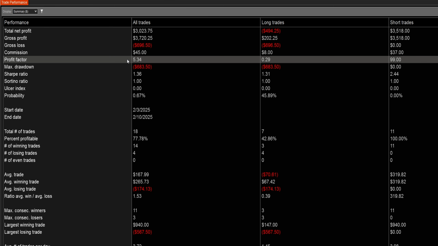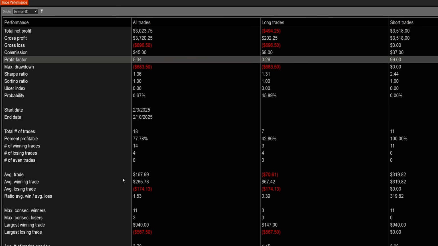One of the most important metrics I like to look at right here is going to be the profit factor. Came in at 5.34. Ideally, I want to see anything higher than 2.0. If it's 1.5, I'm okay with it, but ideally I aim for 2.0 or better on my profit factor. One of the next stats a lot of people like to look at is, what about your percent profitable? In this challenge, I shot 77.78% of my trades were profitable. I had 14 winning trades, only 4 losing trades.